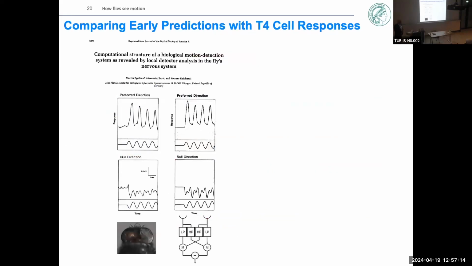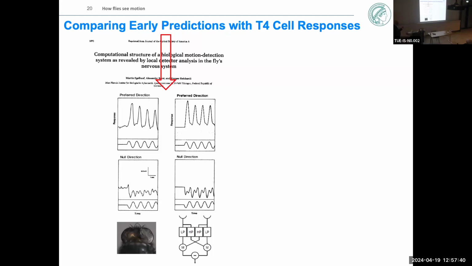Now that we could record from these T4 cells, it was very interesting to me to compare that with our early predictions that we did with Martin Egelhaaf back in the 80s and with Werner Reichardt here. So this is now the paper again that I showed to you in the beginning. These were the early predictions. This computer simulation. This is the recording from the tangential cells.